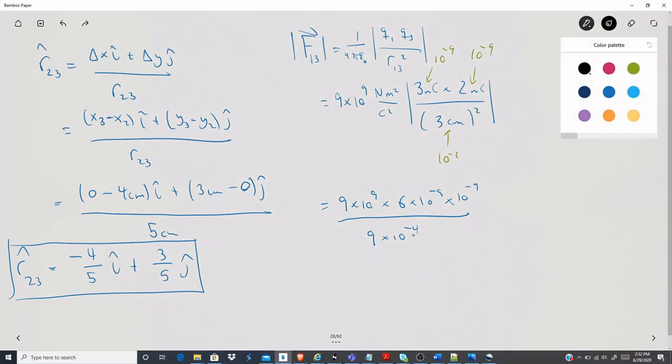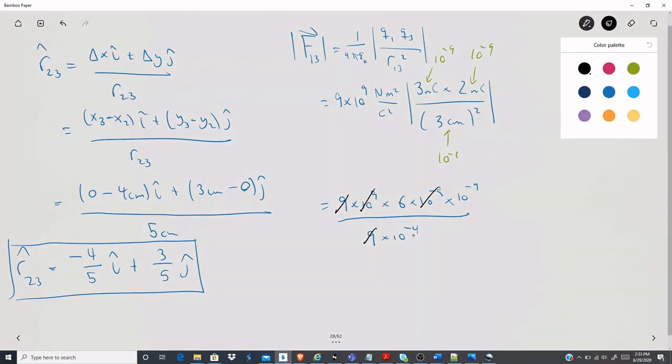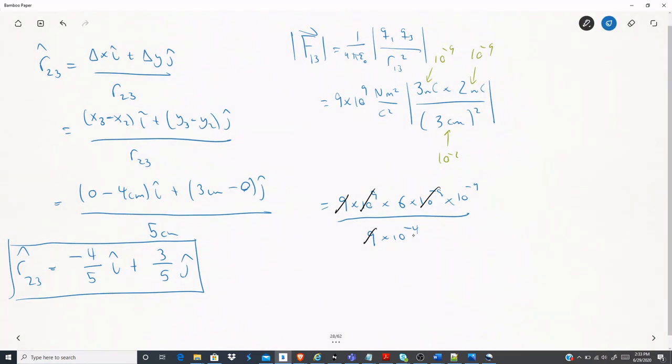Now I can see some things that will cancel. For instance, this 10 to the 9 cancels that 10 to the negative 9, and this 9 cancels that 9. So I'm going to be left with a relatively straightforward expression: 6 times 10 to the negative 9 plus 4, or 6 times 10 to the negative 5th newtons. Okay.